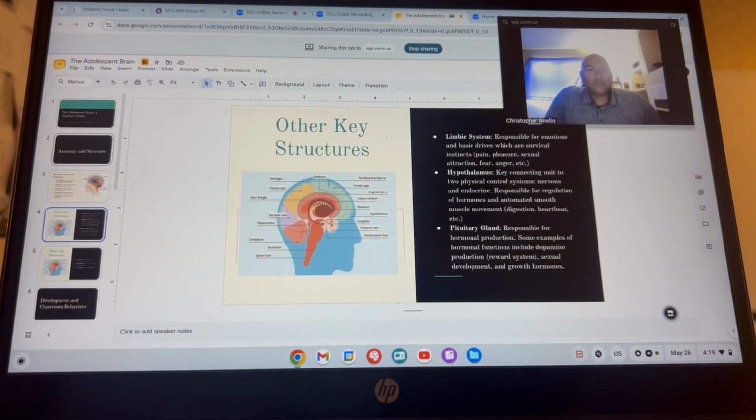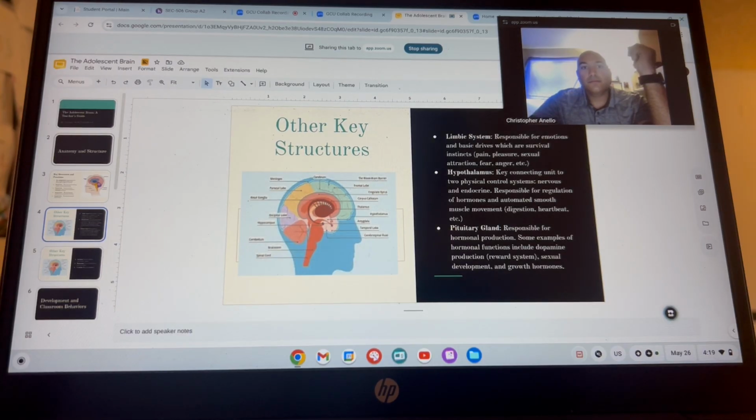There's a couple other structures we want to point out too. There's the limbic system. That's responsible for emotions and basic drives, basic survival instincts. So pain, pleasure, stuff like that. There's the hypothalamus. That's a connecting unit between 2 physical control systems. It connects the nervous and the endocrine system. And then there's the pituitary gland. That's responsible for hormone production, which is obviously very active during adolescence.